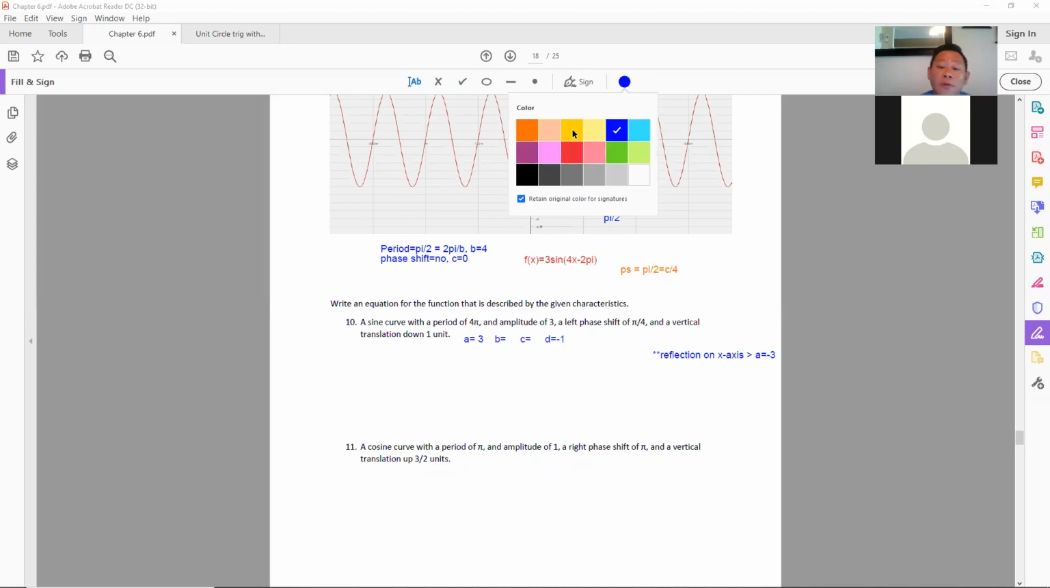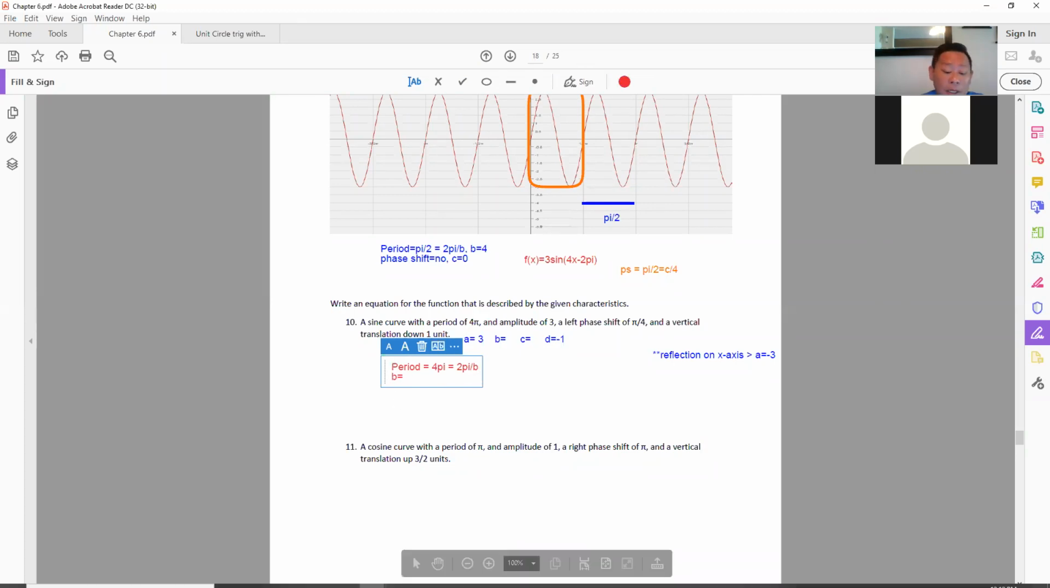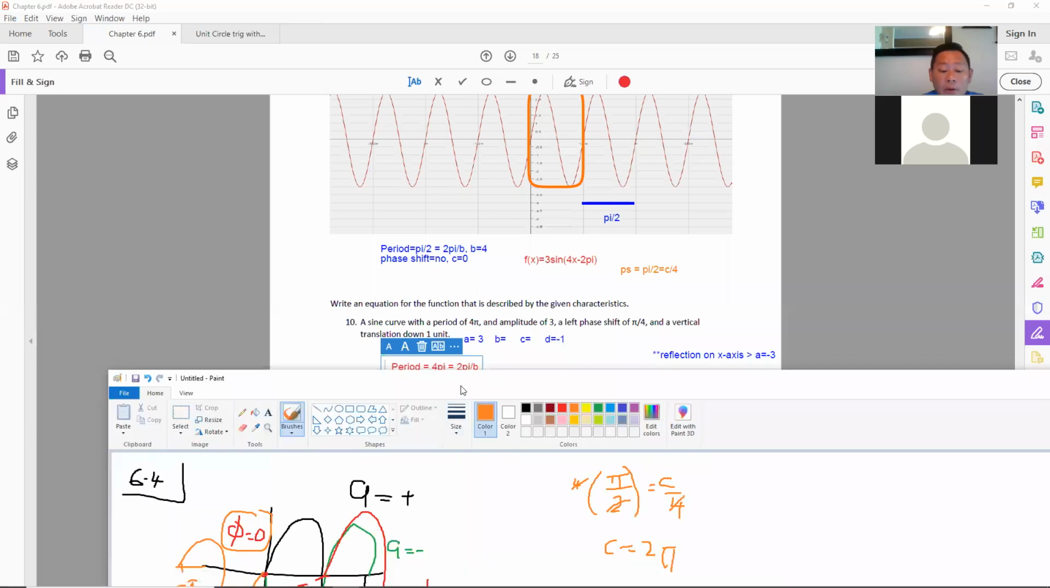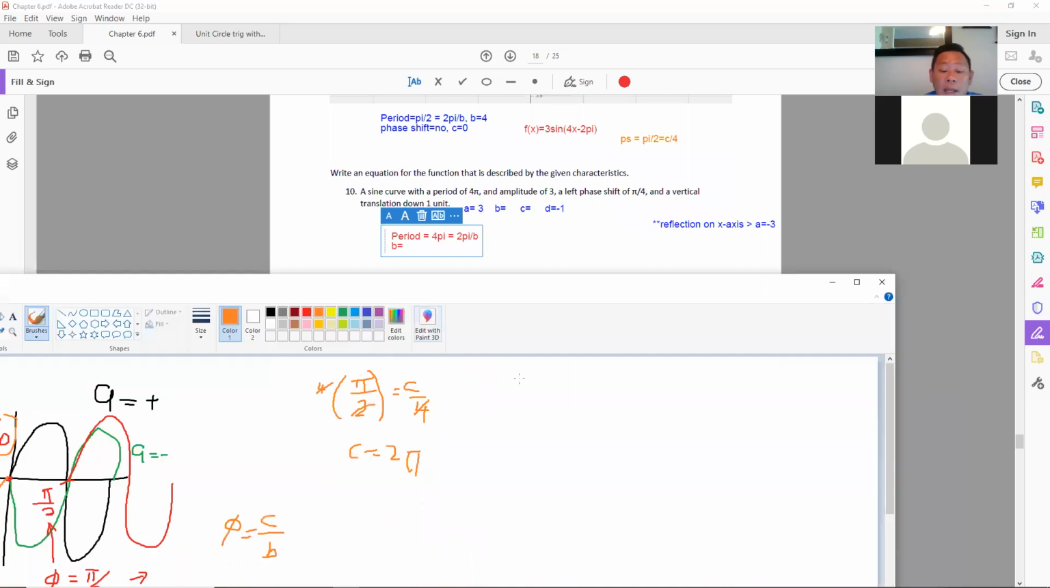In order for us to figure out B, we need to use the period. The period is 4 pi, and the formula for period in this case is 2 pi over B. So what we need to do here is solve for B. Again, I use this because I can write on it. So in this case, you get 4 pi equals 2 pi over B.